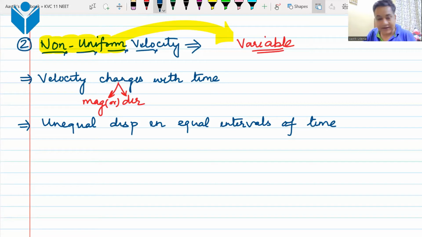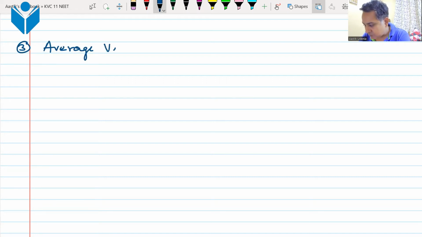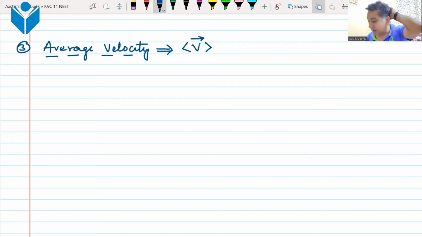Okay, that was the second type of velocity. What would be the next type of velocity that we might encounter? Average velocity. Well done. It seems like you are prepared. Very good. I am very impressed. Average velocity. Now, how will I write this average velocity on similar lines? V, V with a vector inside this box. This becomes your average velocity.